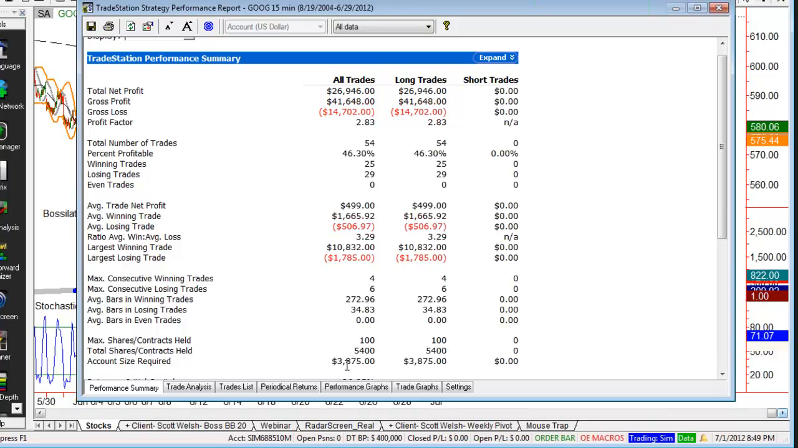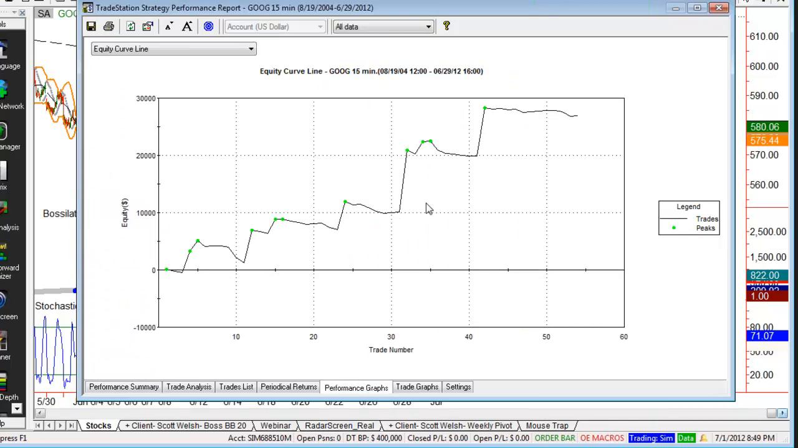So you'd only have to take about $4,000 worth of drawdown to make almost $27,000 of profit if you wait, which I thought was fascinating. That's fantastic.